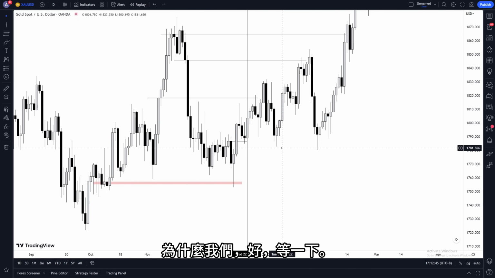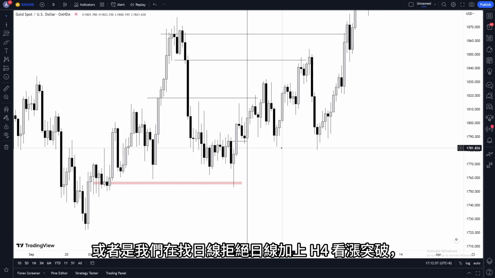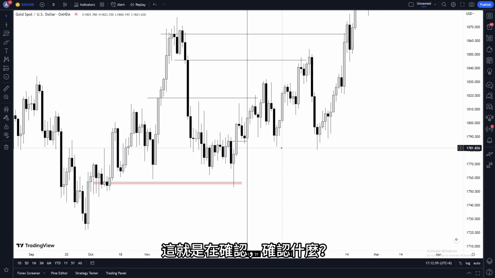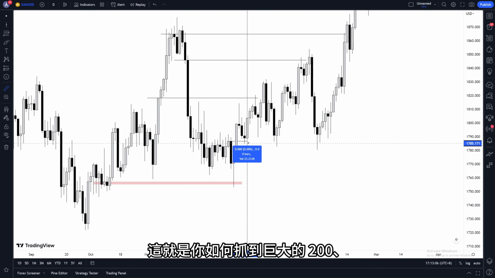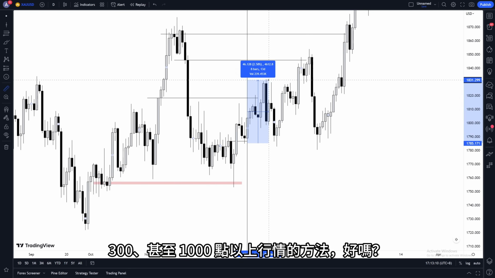Okay, hold on. Why are we waiting for a daily reject daily? Simple, because we are waiting for either daily reject daily in the early entry, so daily reject daily in H4 support. I'll show you the examples, give me a second. Or we're looking for daily reject daily, H4 bullish breakout, where it's just confirming what? It's confirming daily and weekly are together. And that's how you get huge 200, 300,000 plus moves like that.